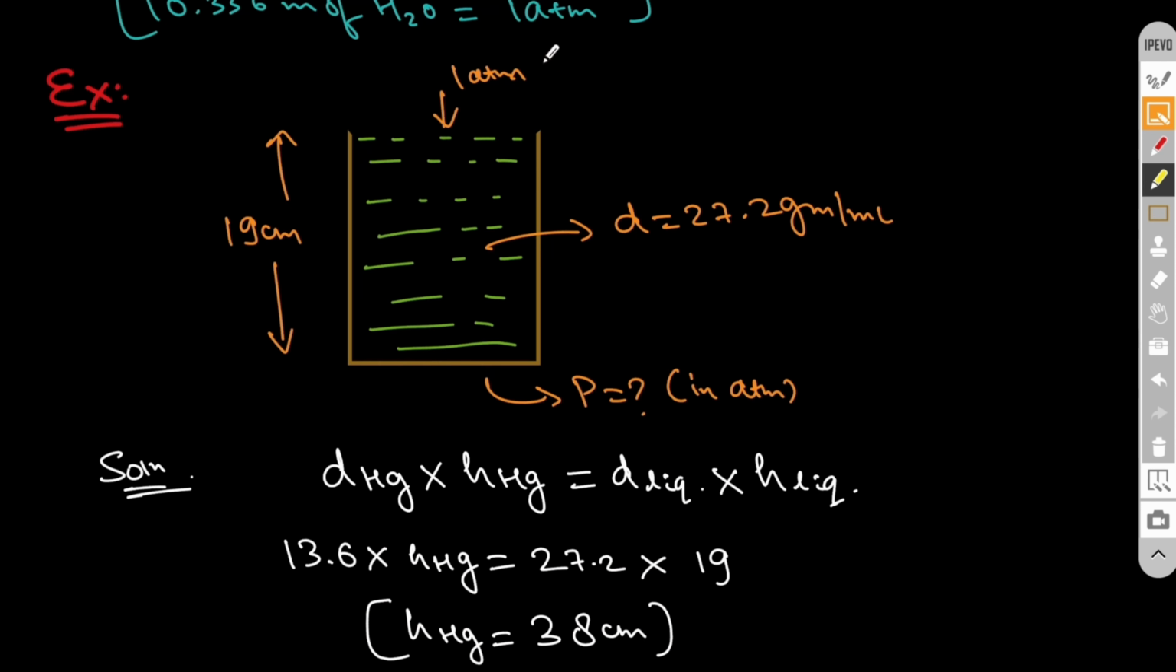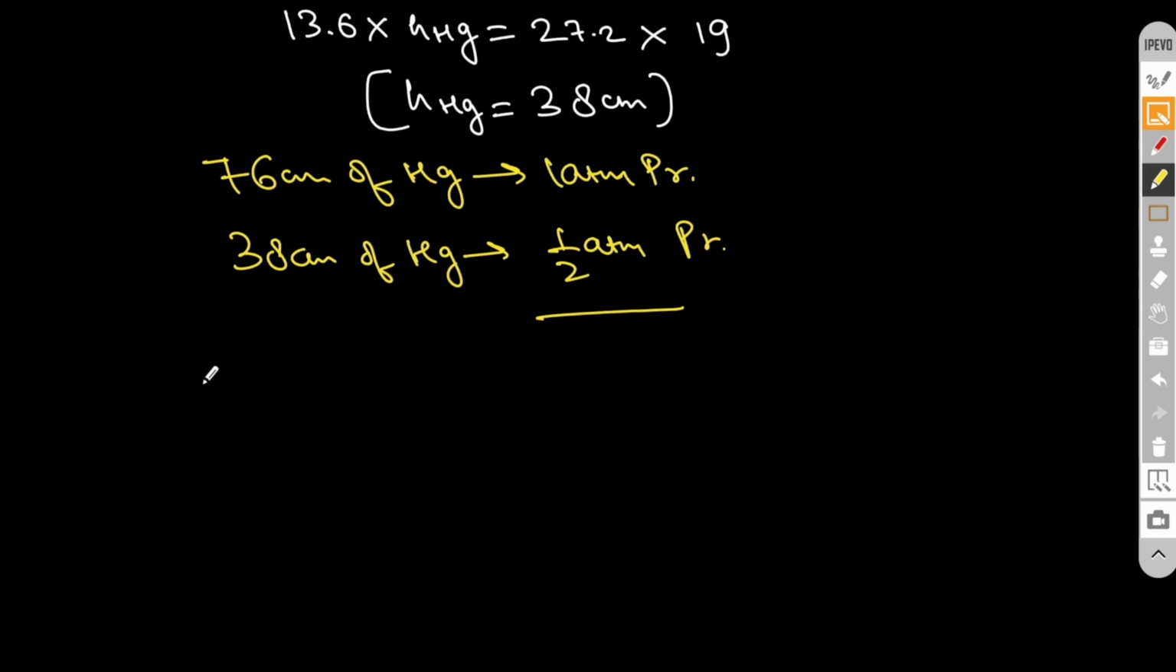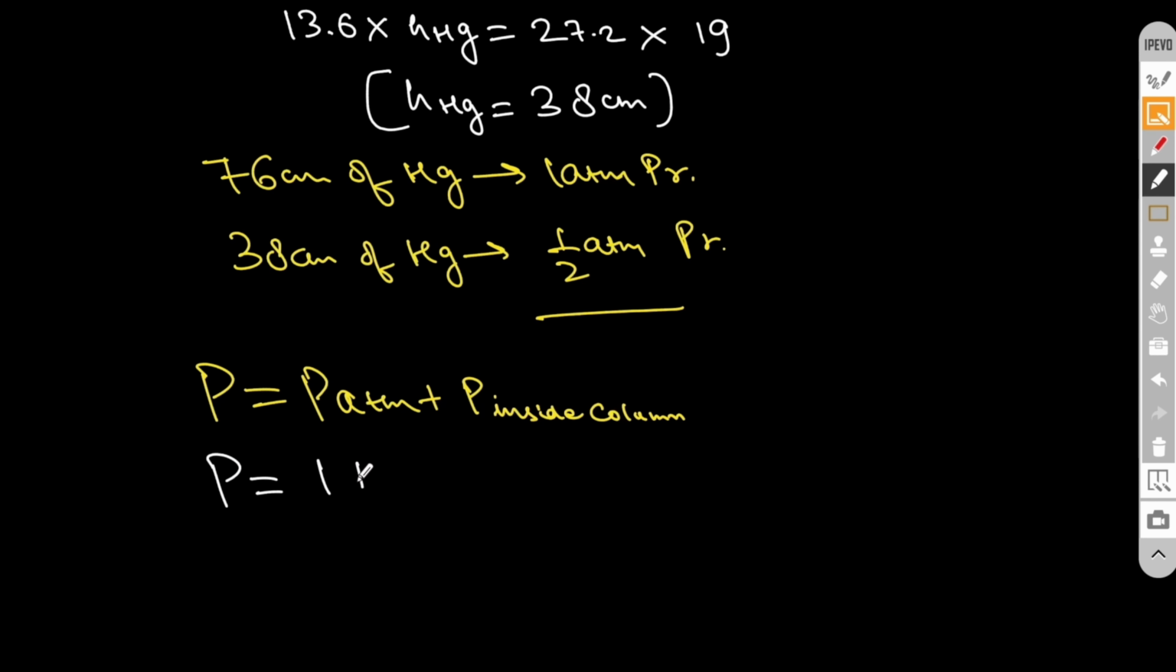We know that 76 centimeter of mercury produces a pressure of 1 atm. Hence 38 centimeter of mercury will produce a pressure of 1 by 2 atm, right? So we have to find the pressure at bottom. We know the atmospheric pressure, which is 1 atm. We know the pressure exerted due to liquid column in terms of pressure exerted by mercury, which is 1 by 2 atm. So we'll simply write pressure at bottom is equal to atmospheric pressure plus pressure inside column. So what is atmospheric pressure? It's 1 atm plus pressure inside column is 1 by 2 atm. It will come out to be 1.5 atm. So simply this is our answer.